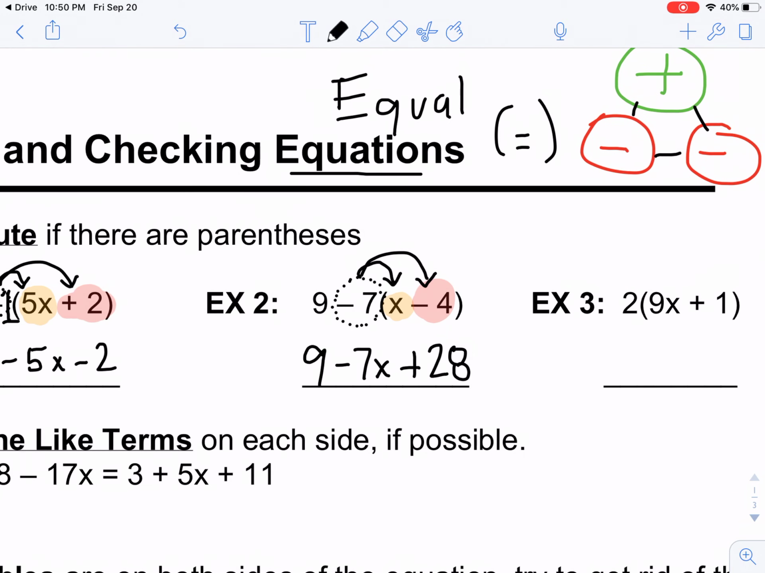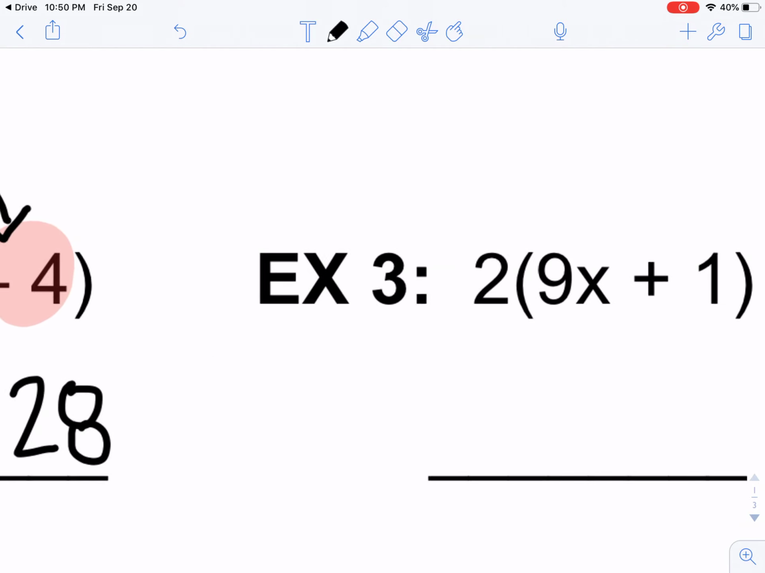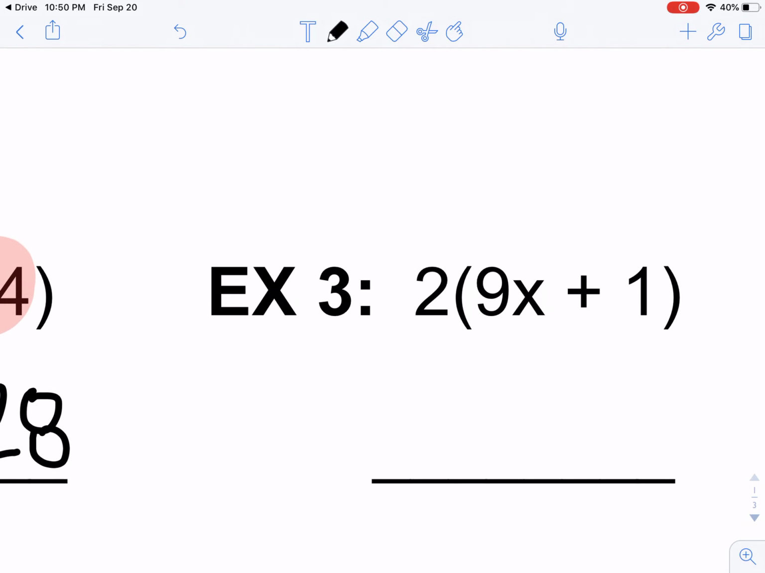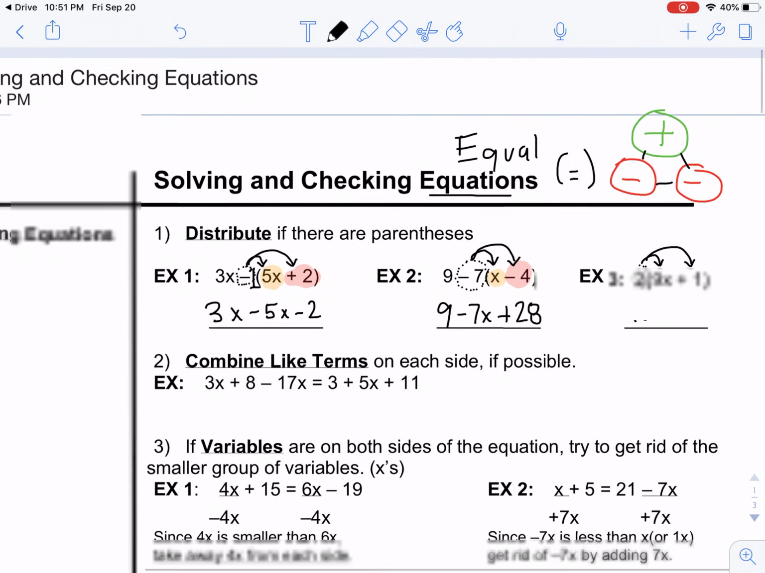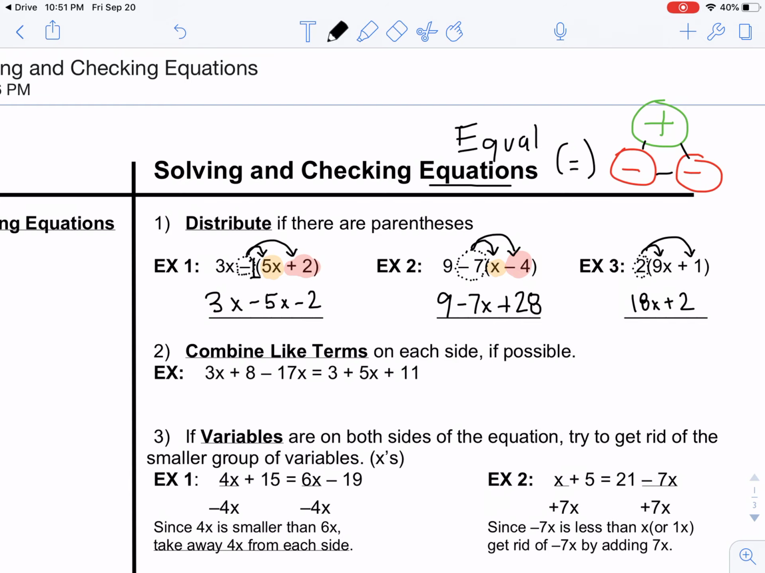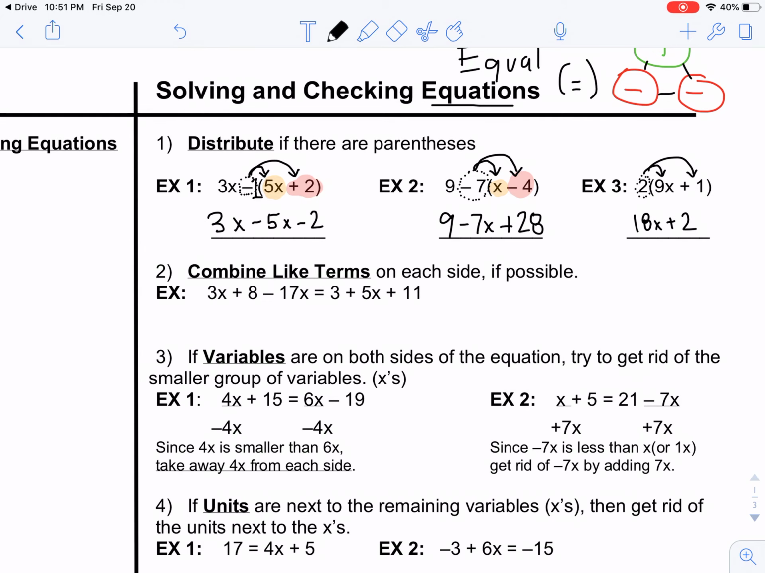The last example is 2, and then parentheses 9x plus 1. What we're going to do is distribute the 2 into 9x and 1. 2 times the 9x is 18x, and 2 times 1 is positive 2. We have now distributed the parentheses. That is the first step. Step 2, combine like terms on each side if possible.